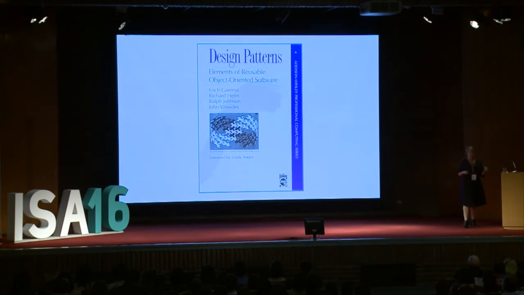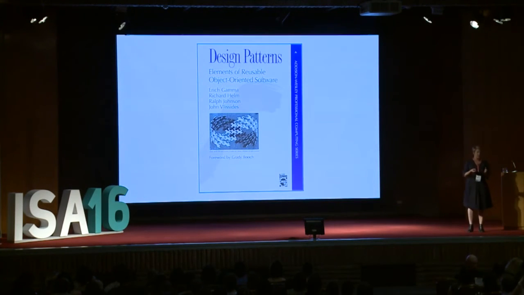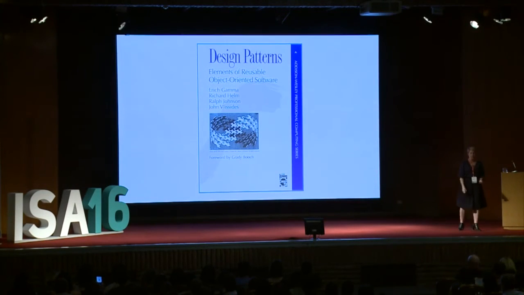Over a period of years, until about 1994, when this book was published, a group called the Gang of Four, a group of software developers, came together to figure out how design patterns could work in software. They applied them to a lot of things that we all use every day. They applied them to object-oriented programming languages. In fact, that was the biggest point of departure here. They applied them to design processes.